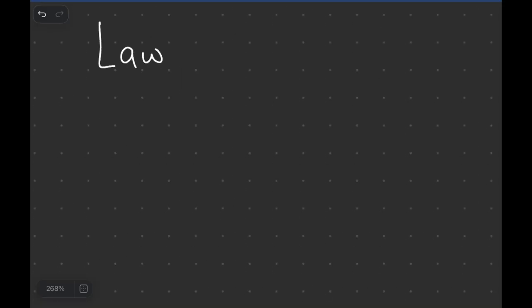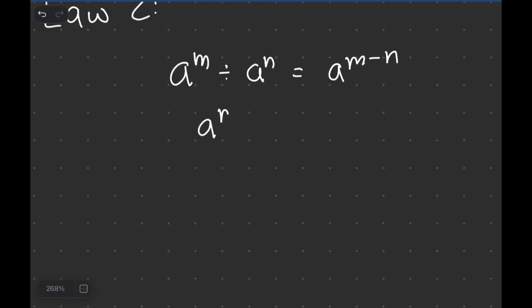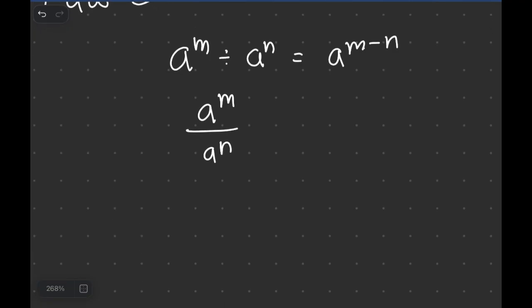Let's move on to the second law. The second law is the division law, and it states a to the m divided by a to the n is equal to a to the m minus n. This can also be written as a to the m over a to the n. Now, let's do some questions. For example, m to the 7 divided by m to the 5 is equal to m to the 7 minus 5, which is m squared.